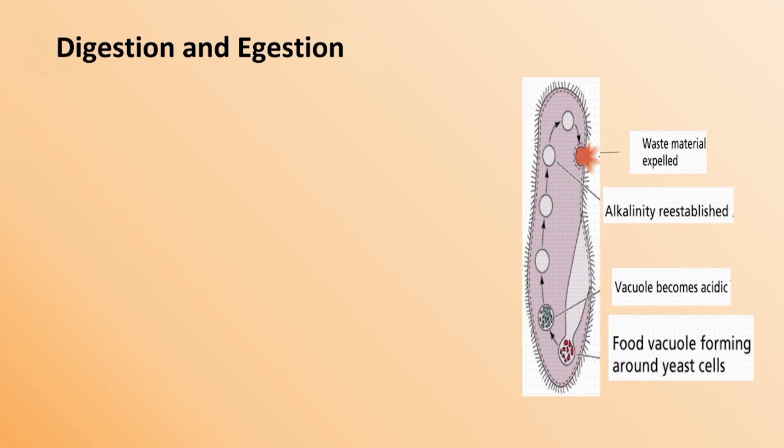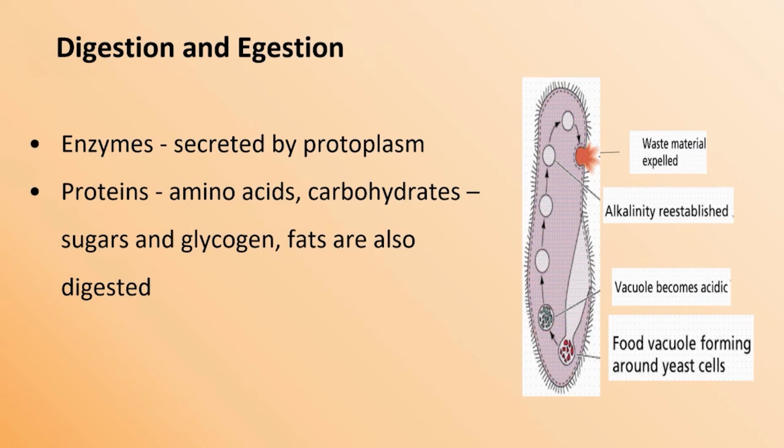Digestion and egestion of Paramecium caudatum. Digestion occurs by enzymes secreted by protoplasm into the food vacuoles. In digestion, proteins are changed into amino acids, carbohydrates are changed into soluble sugars, and glycogen and fats are probably also digested. The contents of food vacuoles are first acidic and then become alkaline. The undigested matter is egested through the cytopyge with some force.